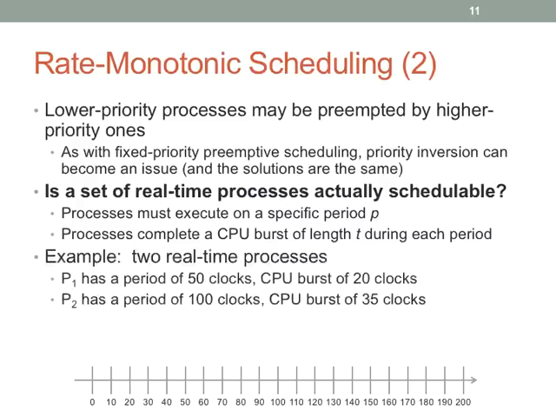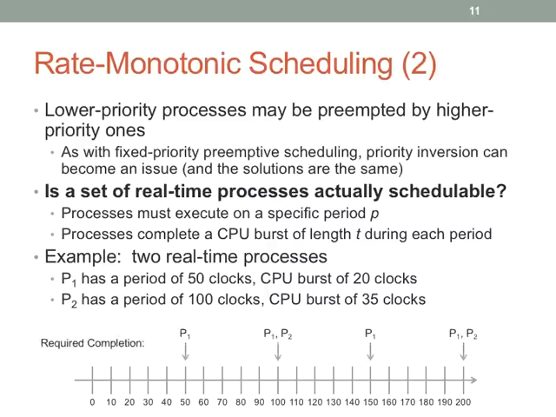We have two processes, one with a period of 50 clocks and the other one with a period of 100 clocks. And P1 has a CPU burst of 20 clocks, and the other one has a CPU burst of 35 clocks. Can we schedule these? Well, thankfully we can just sort of simulate this in slideware, and we'll see.